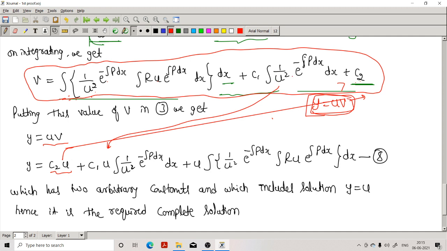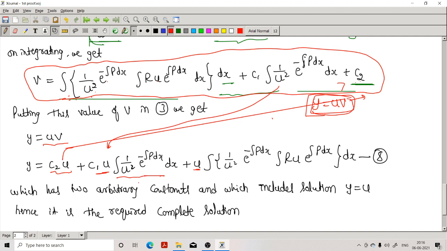here we have integrated this with respect to x. Therefore u square is constant, and we have multiplied by u. One u gets cancelled. The expression is the same. This is 1 by u square into e power minus integration of p dx, plus u into 1 by u square, multiplying this by u into this term.